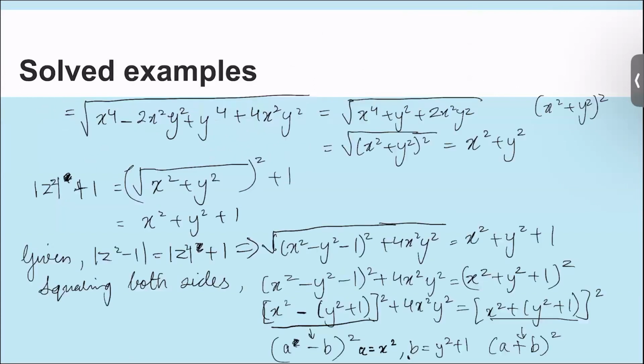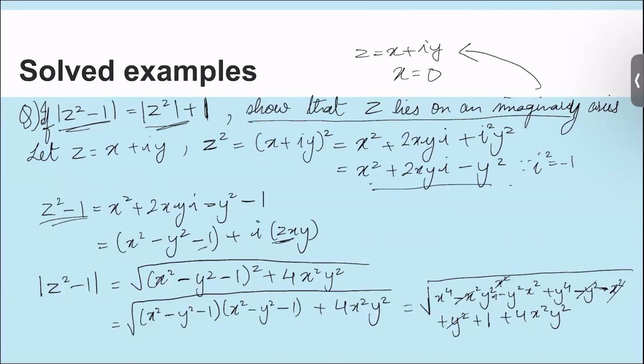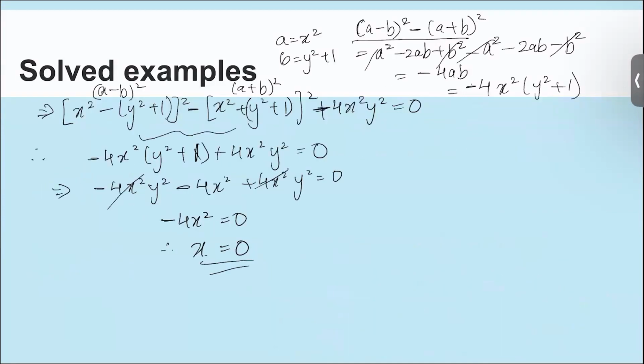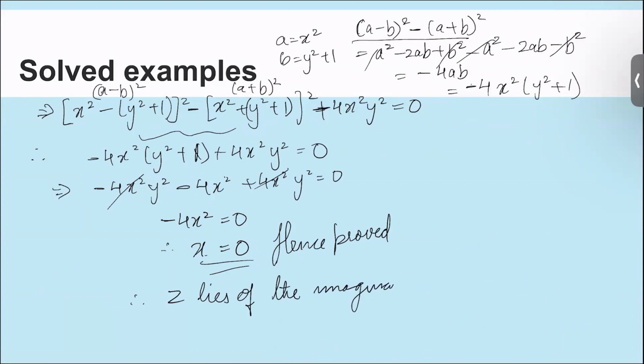Now you can see that to prove this, to show that z lies on the imaginary axis, we had to find that x is equal to 0. So you can write this as hence proved. Okay, so x will be 0, and therefore z lies on the imaginary axis, that is the y axis. Okay, so this is how you can find this out.